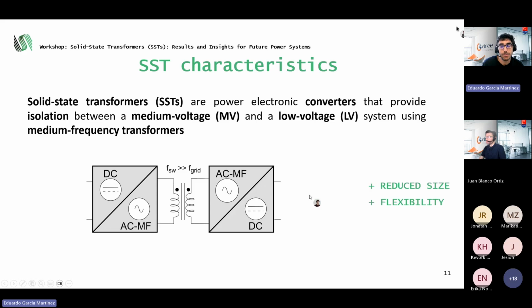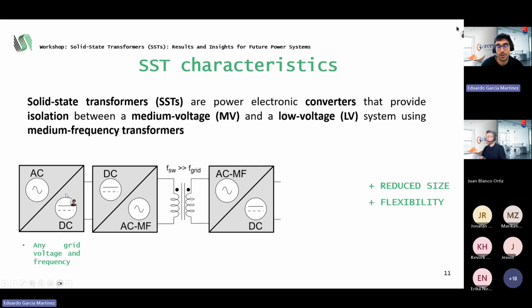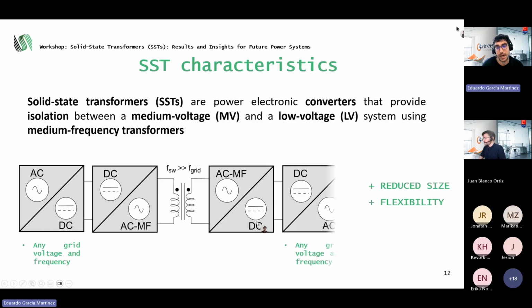It gives you a big flexibility of operation. It is also possible to add on one side an AC/DC converter in order to interconnect with any grid voltage or frequency, and on the other side a DC/AC converter in order to interconnect to another grid voltage and frequency, which allows the user to control and manage the power and the behavior of the equipment completely.